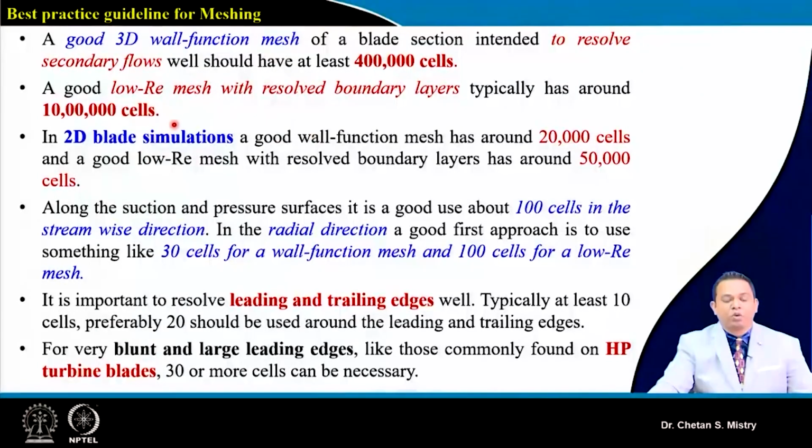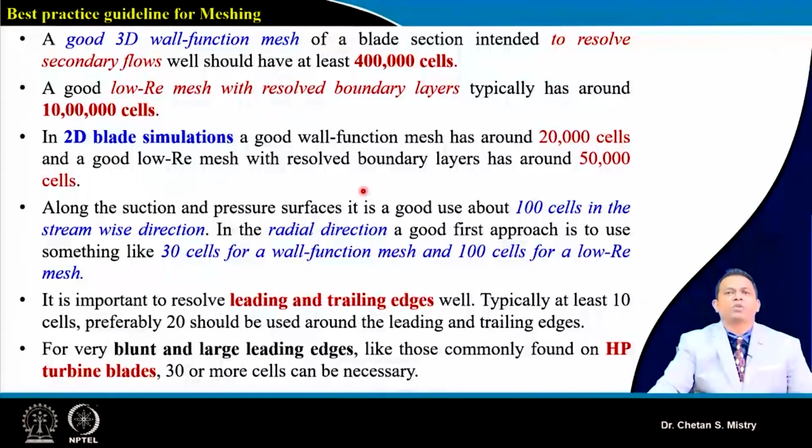For good low Reynolds number resolution, we need to go with 10 lakh elements, that is 1 million elements, to analyze with. So 2D simulation is also used by people for initial analysis. For that, 20,000 cells is good for a low Reynolds number mesh. But when we are moving to analyzing boundary layer growth, we need to increase the number of elements.